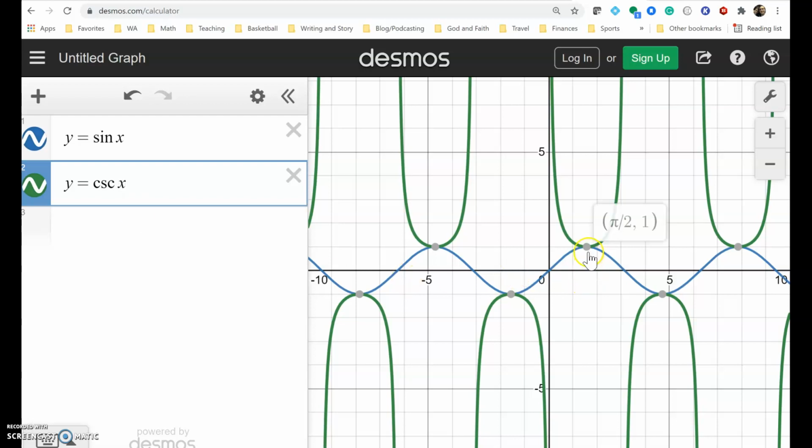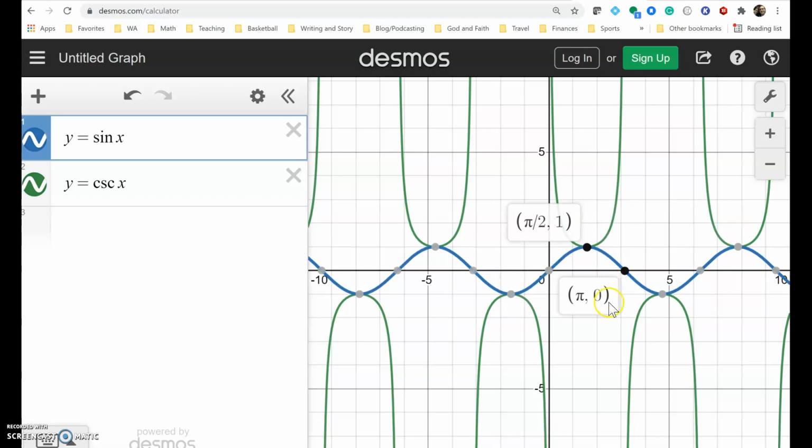Let me explain why this happens. Notice they share a point there, there, there, there. So at the peaks, they all share points. Why do you think they do that? Well, look at the y value. The y value is 1. What is the reciprocal of 1? It's just 1. So this is the only point where they match. What about this point right here? The sine wave, the blue one, has a value of 0. What's the reciprocal of 0? It's undefined, which is why the green graph has an asymptote there. It has a blank. It skips over it.